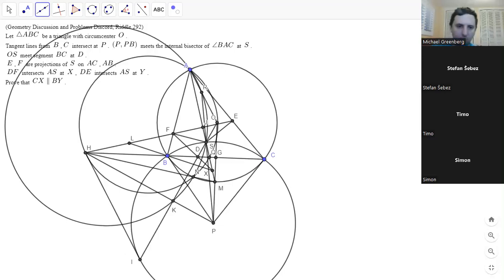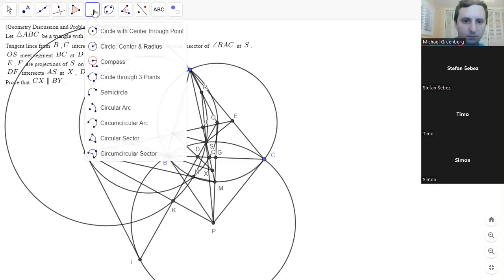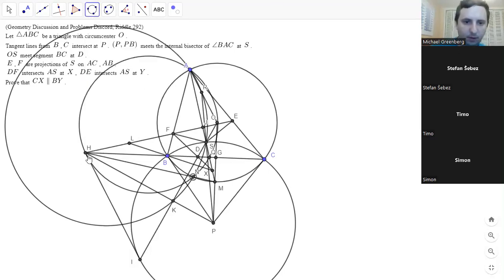And HJSN should also be cyclic. NHJS. Did you say NHJS? Yes, but probably I made a mistake. Sorry. Well, because this looks like a right angle, but never mind. I think I got something wrong. That's all right.